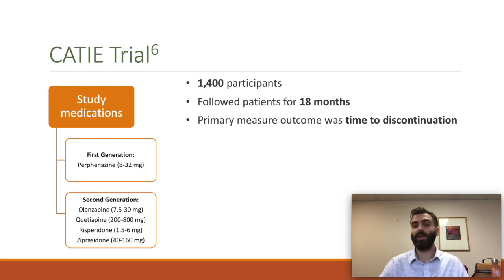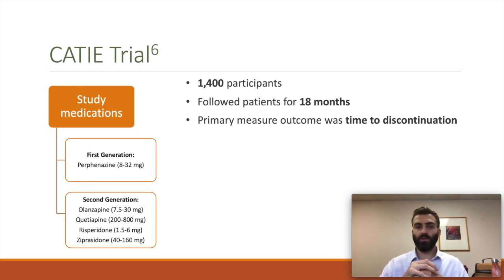And that's probably why this trial became so famous. Interestingly, the primary outcome measure was time to discontinuation. This is interesting because it takes into account efficacy: if a patient's not improving on a medication, they'll discontinue. It also takes into account side effects: if a patient's having side effects, they're going to discontinue as well. So time to discontinuation covers both of those ends.